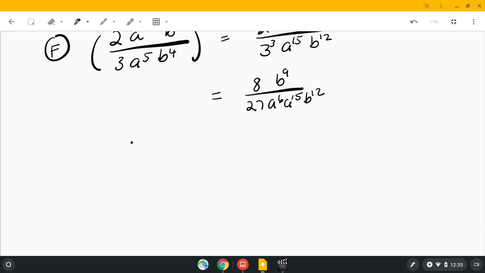All right, so now I'm going to use my rules. So here, product rule. I'm going to add the exponents, 6 and 15. That's 21. And then here, b to the 9th and b to the 12th, it's quotient. So these 9 will cancel with 9 of these, so I'm left with b cubed on the bottom. And that would be your final answer. We see here we don't have any negative exponents. We only have one a and one b.